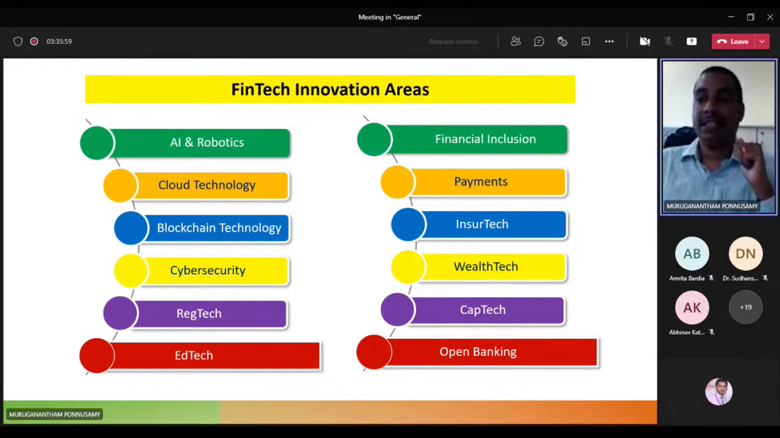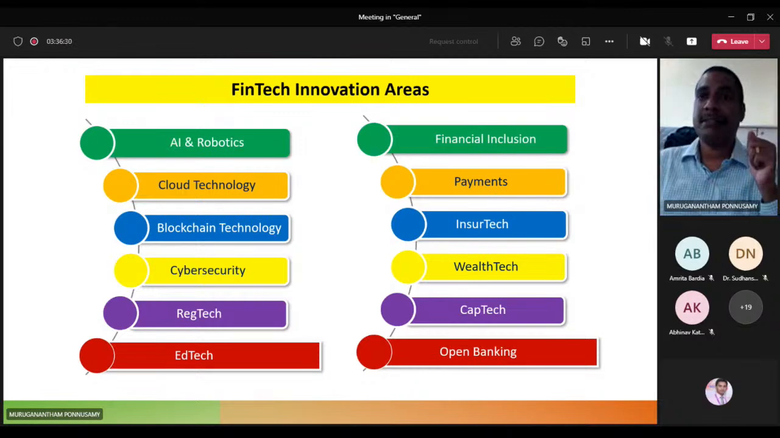The financial inclusions, payments, insurance technology, wealth technology, capital technology, open banking, etc. On the left side, I put up AI and robotics, cloud technology, blockchain technology, cyber security, RegTech, and EduTech. When you say 12 items, I can brief only a few items. I've already given the brief of PC.